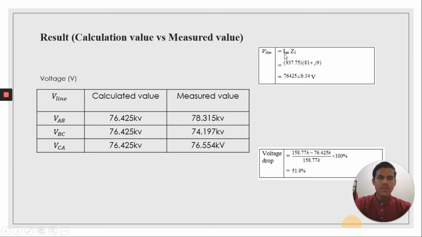To calculate the V line, this is the formula. V line equals IAN times Z1. IAN is the phase current. So this is the phase current obtained from the calculation, and this is the reactance, and we get this result, this value.